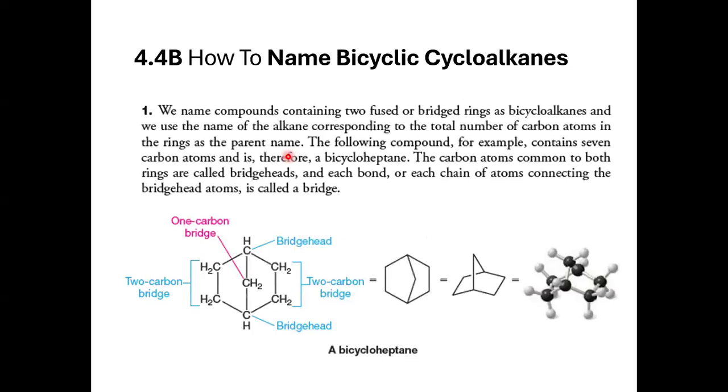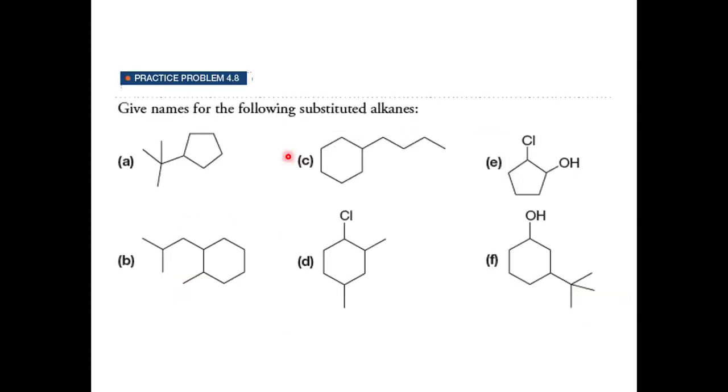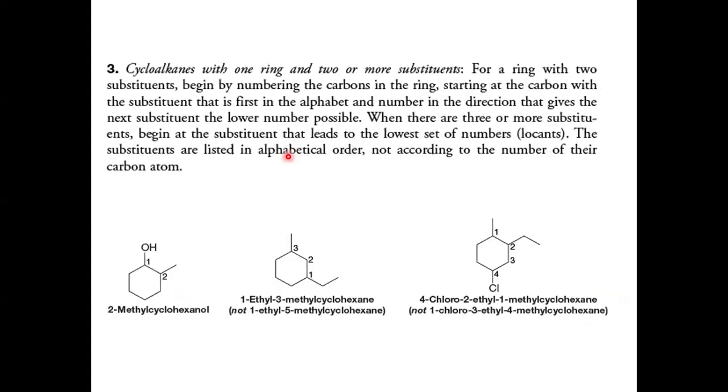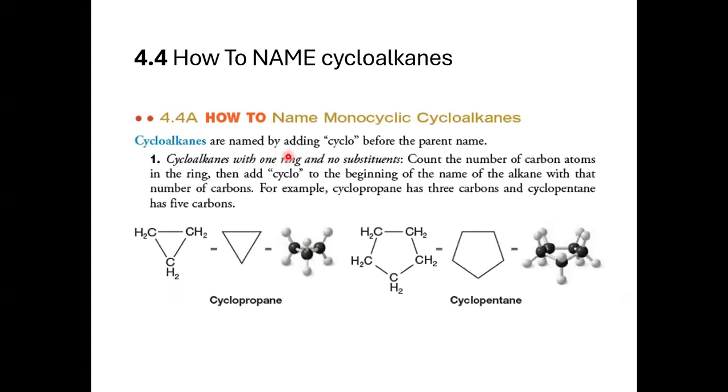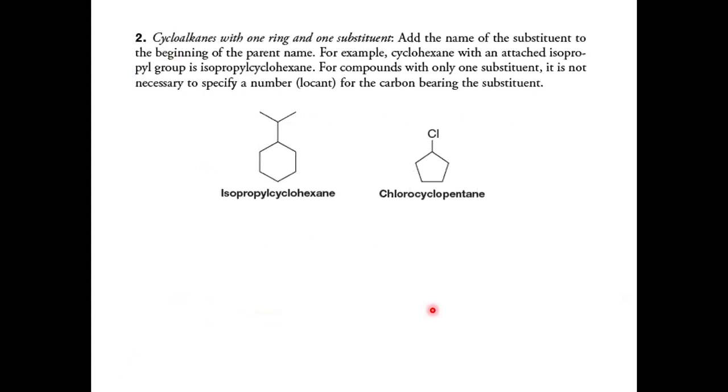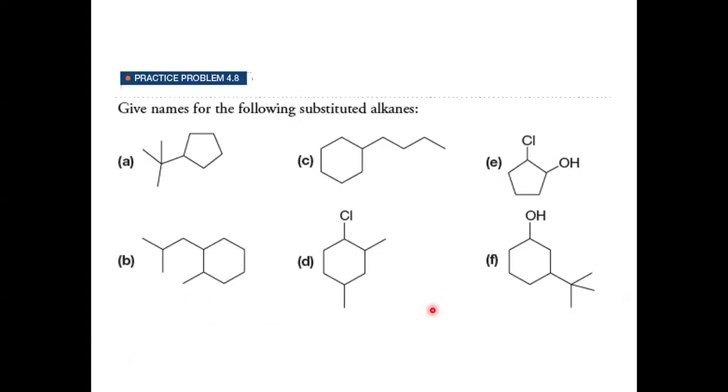Okay, and I think it's also included in the laboratory. How do you name bicyclic alkanes? You call this one cycloalkanes. When you name, you just have to add cyclo before your longest continuous carbon chain. Cyclopropane, cyclopentane, of course, you know about that. The rest will be your substituents.